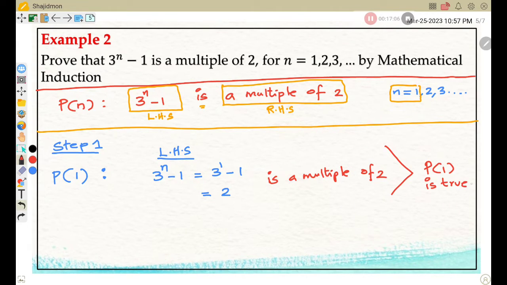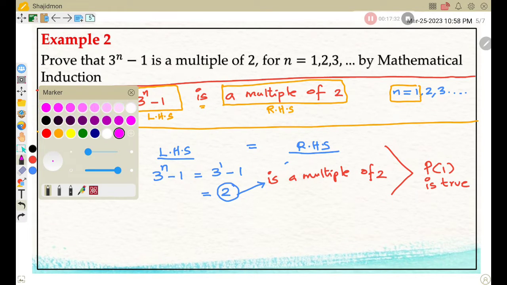P of 1 is true here, because when we apply n equal to 1, we get the number 2. That number is a multiple of 2. That is correct. We are getting the correct right hand side. So the right hand side and left hand side are both correct. The statement is correct: 3 power n minus 1 is a multiple of 2. So P of 1 is true. So the first step is over.